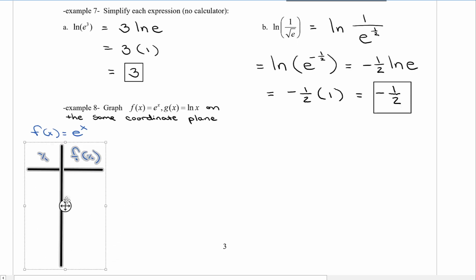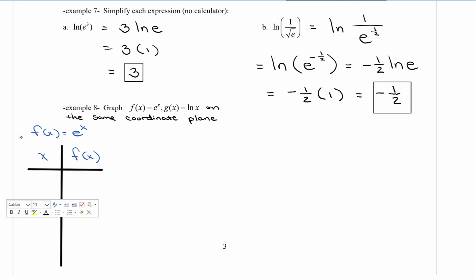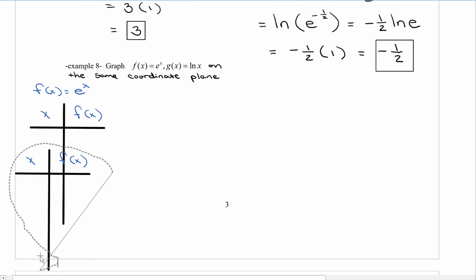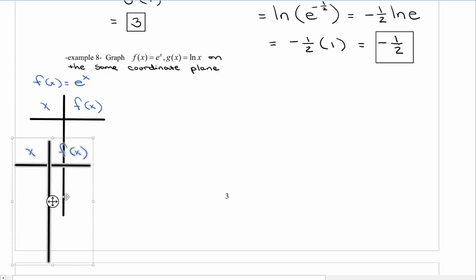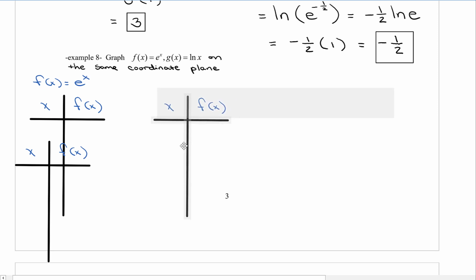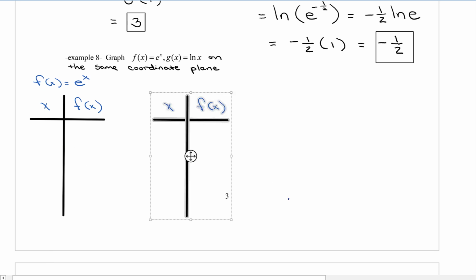I'm going to copy and paste another one of these tables on here so that I don't have to draw another table for my g of x function. And I have pasted it to the right-hand side of my first table that I drew. I'm going to erase where it says f of x in the second table that I just pasted, and I'm also going to erase the x.